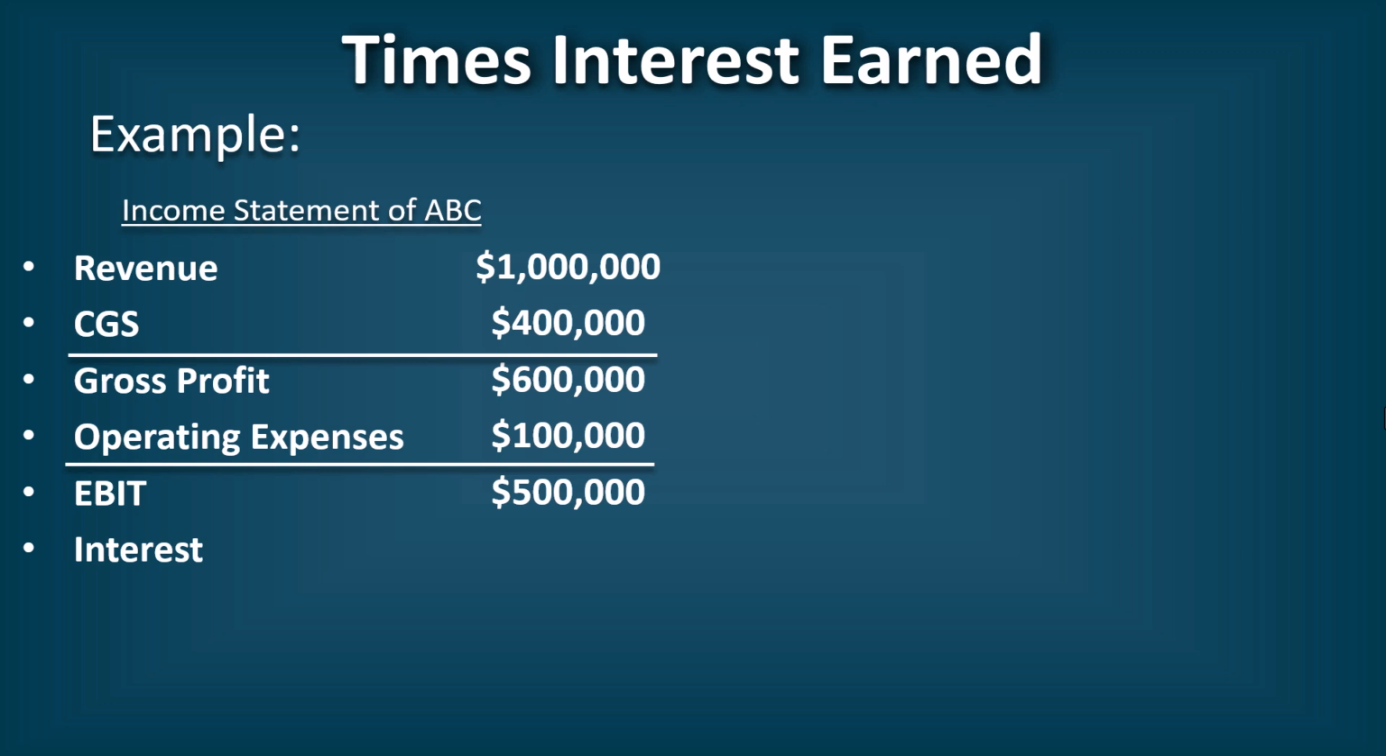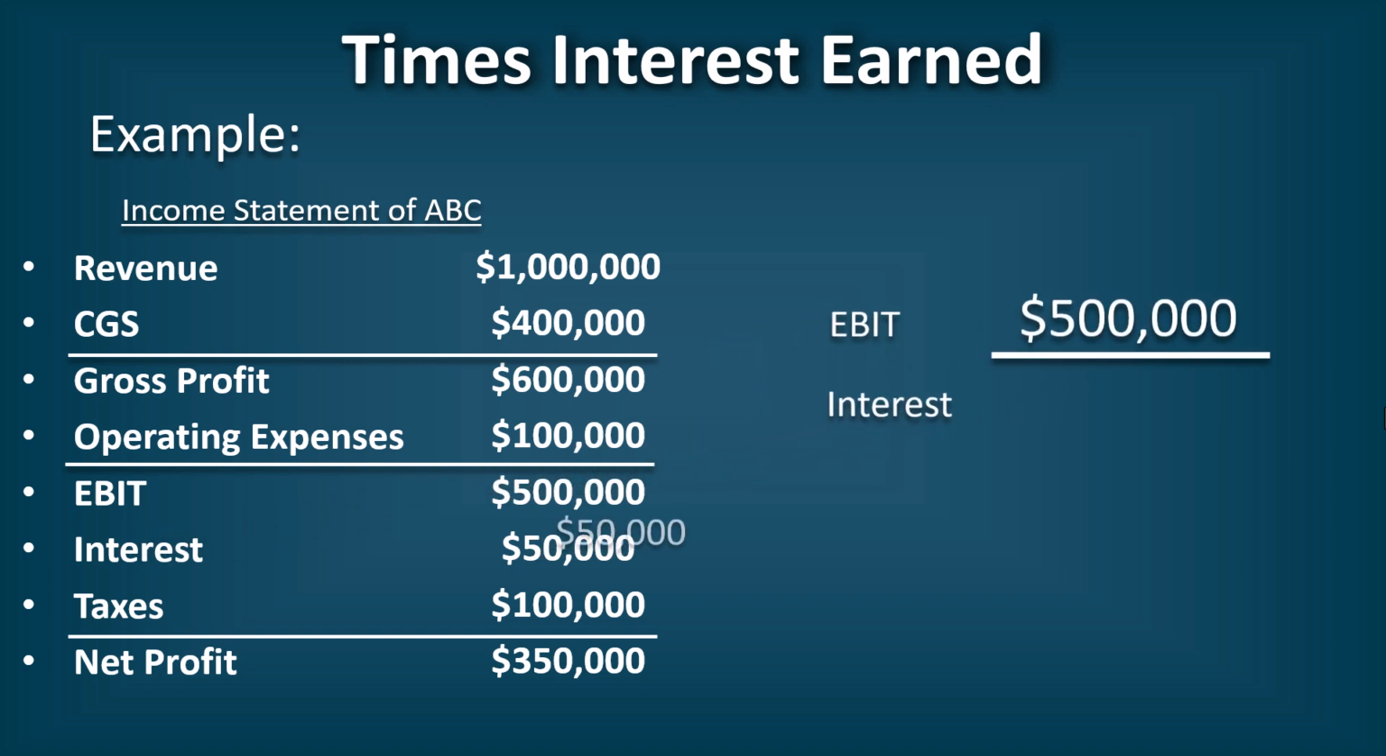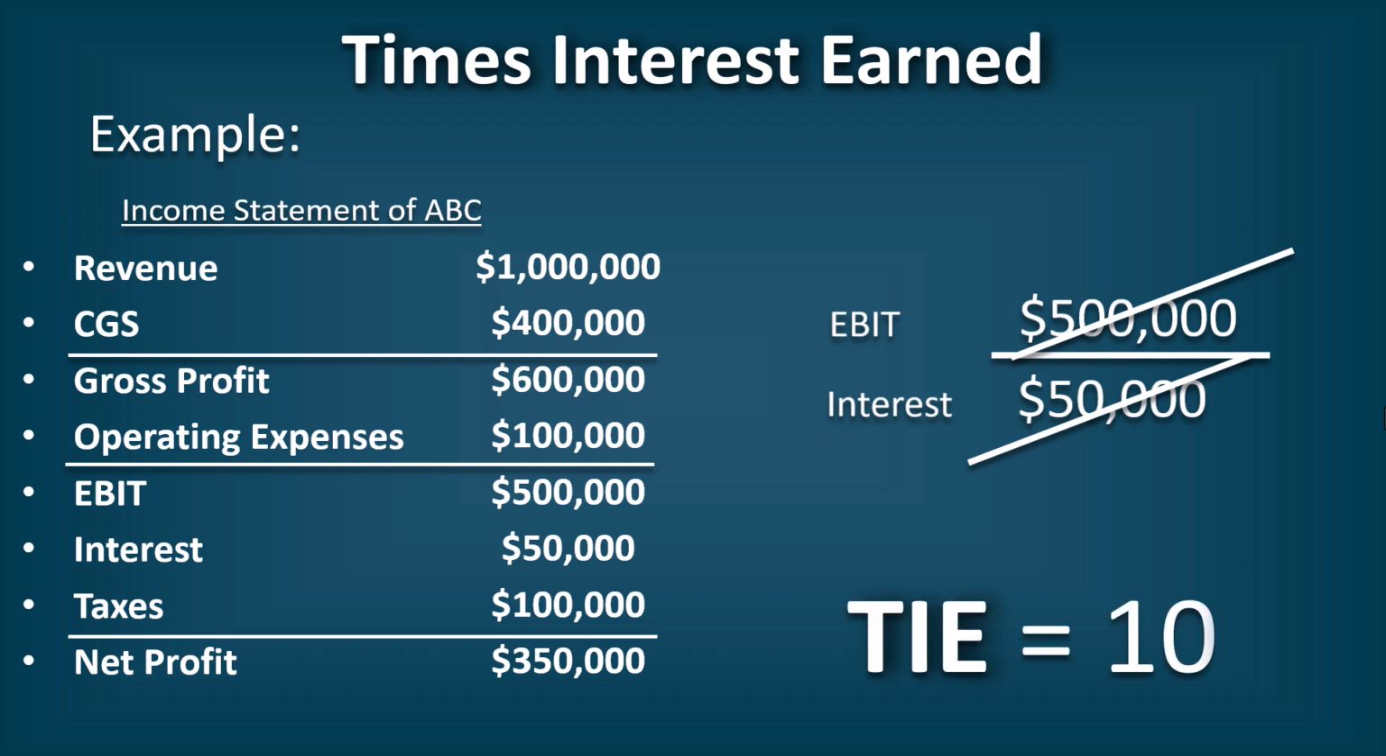Now, interest expense is $50,000. And taxes are $100,000. So net profit equals $500,000 minus $50,000 minus $100,000, which equals $350,000. Now we apply the times interest earned formula. EBIT, $500,000, divided by interest expense, $50,000. When we calculate it, the times interest earned ratio in this example is 10.